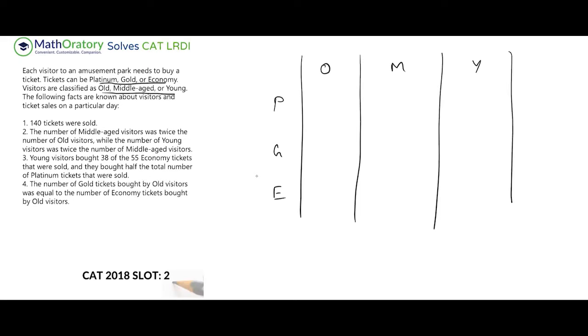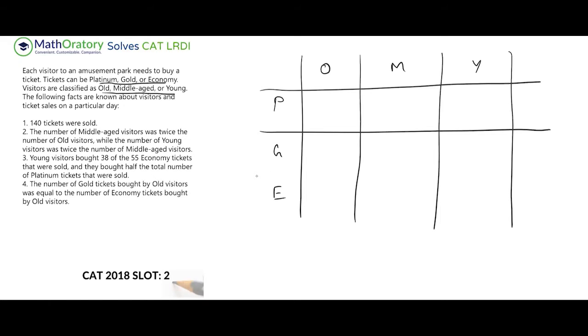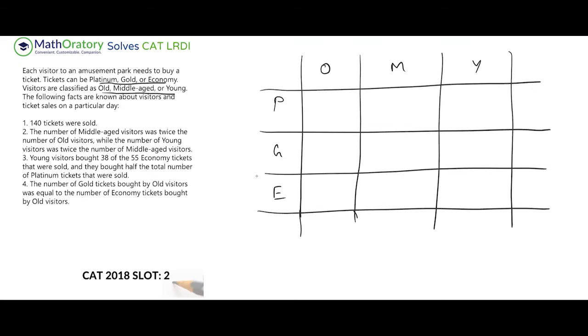And whenever it comes to matrices, whichever data or relationship is presented in terms of totals, that becomes automatically important. So in this case, 140 tickets sold. So that is a grand total. So that should be a very good indicator any which way. So let's keep that information initially.